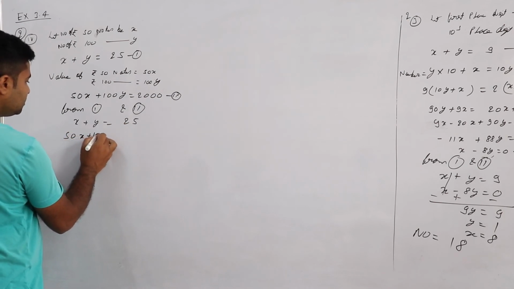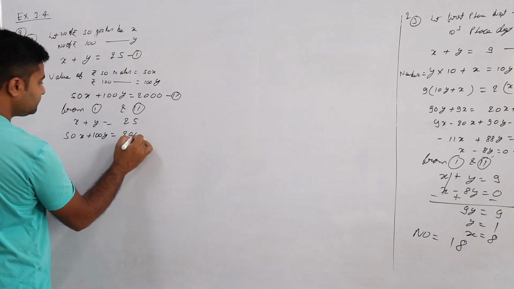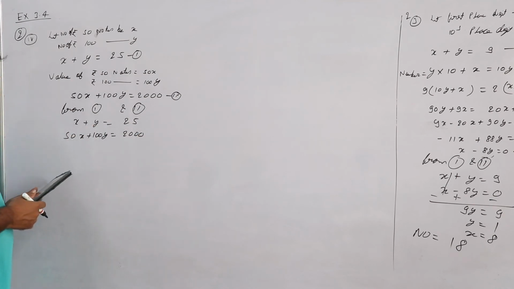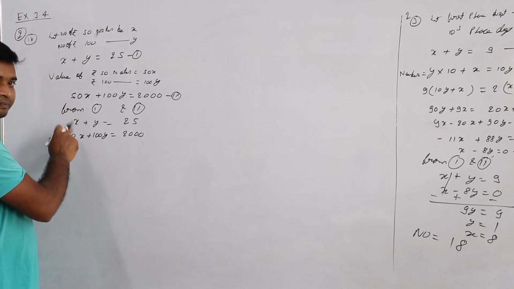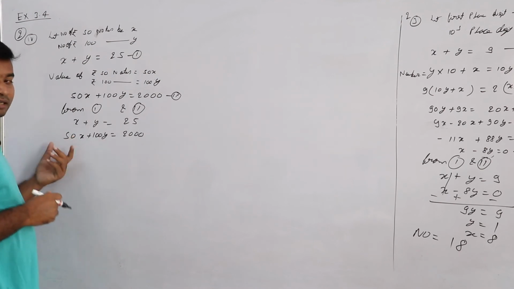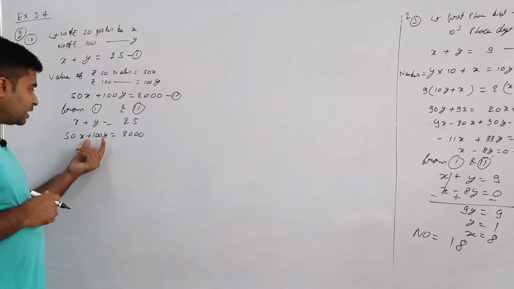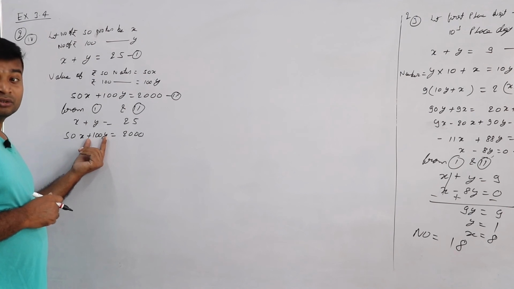50x plus 100y is equal to 2000. Yes or no? Next, which one will you try to cancel, x or y? You try to cancel the one with more zeros.